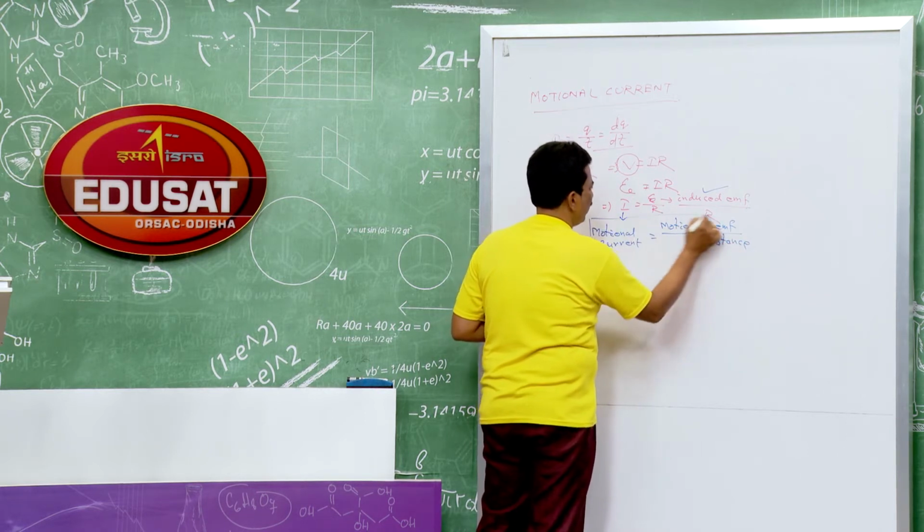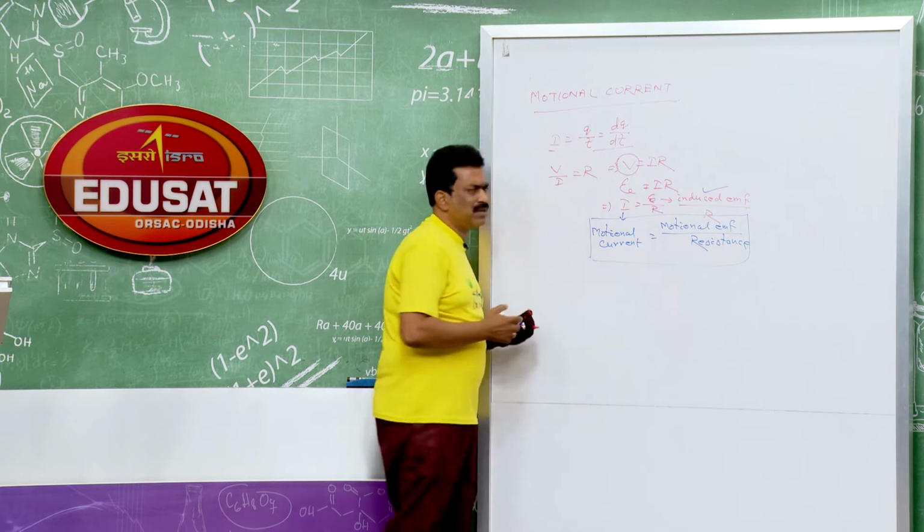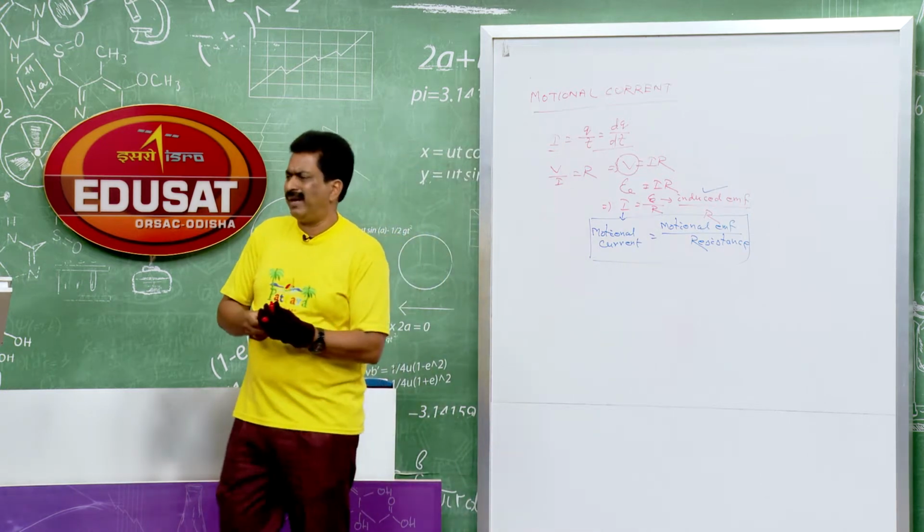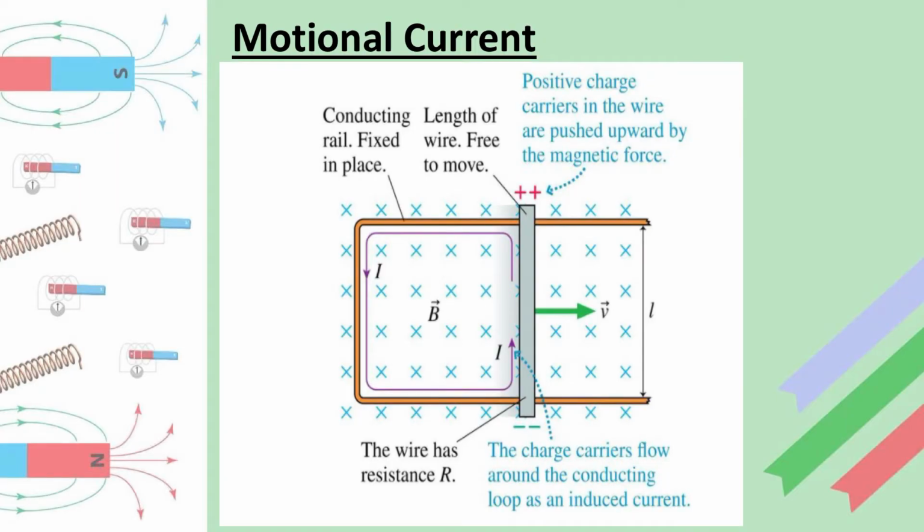So, in this way we will find the expression of the motional current. You see, on the screen, suppose you have a magnetic field, and that magnetic field we have written as the cross mark. Cross mark means it is an inward magnetic field, and we have taken a conductor which is in a rectangular long form, and that conductor is moving with a certain speed v.